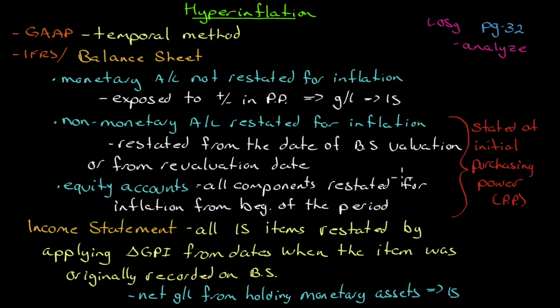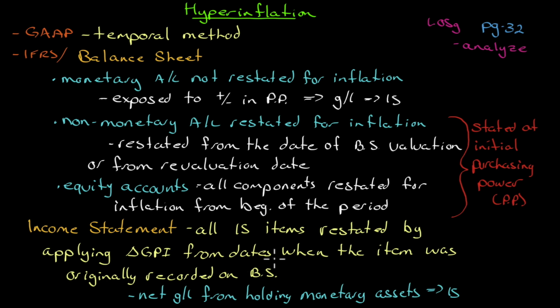If you take the non-monetary and the equity accounts and adjust them for inflation, you're keeping the purchasing power of the value of the asset constant. It is stated at its initial purchasing power, and I just shortened that to PP. The income statement, what do we do? All income statement items are restated by applying the change in the general price index from the dates when the item was originally recorded on the balance sheet.